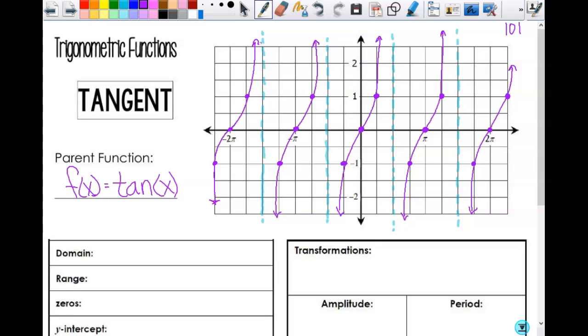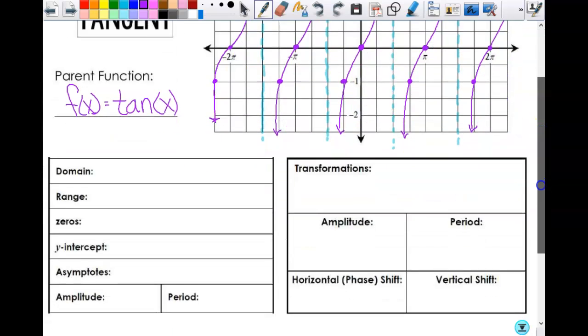So there is your tangent graph. It is not a sinusoidal function, right? Because the sinusoid is any translation of the sine, and this clearly is not the same as the sine graph. It is, however, a periodic function because it does repeat, right? It's definitely very repetitive. So let's look at these things in this first set of boxes over here.